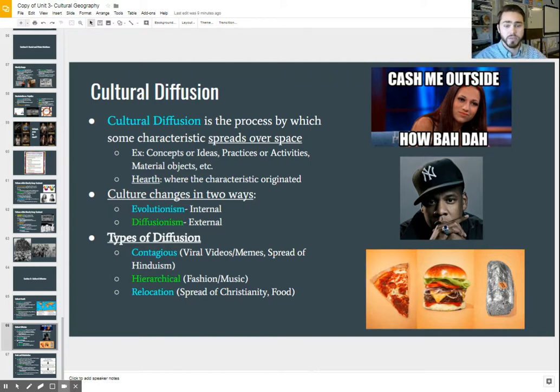That's why you see in commercials oftentimes they'll hire famous celebrities or politicians to do their commercials for them, because they know people oftentimes relate to people that they know with higher social standing. And the final type that we're going to talk about is relocation diffusion. This is simply moving it from one place to another and trying to spread it.